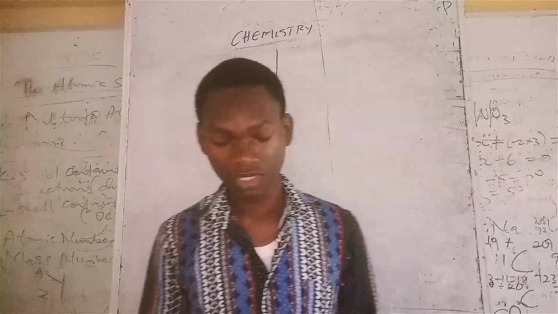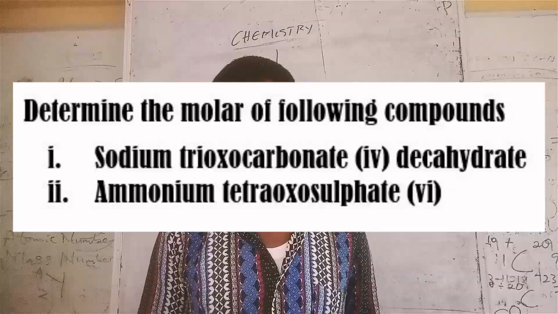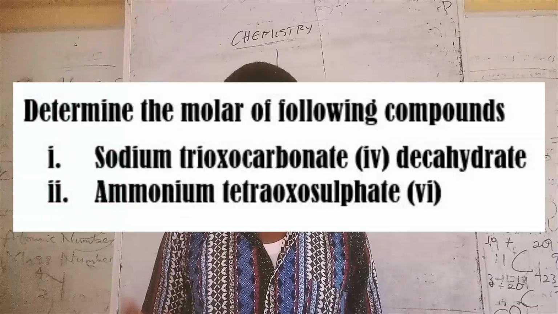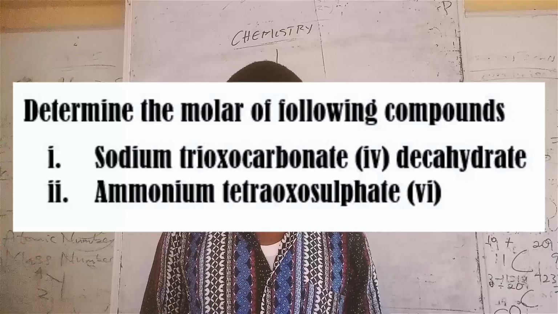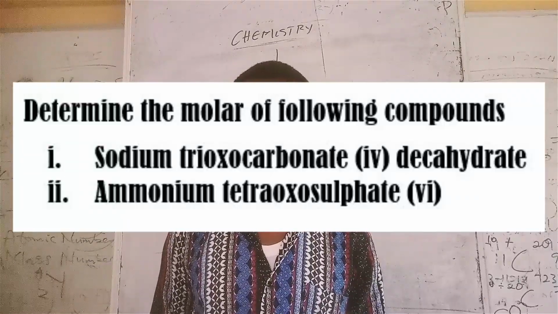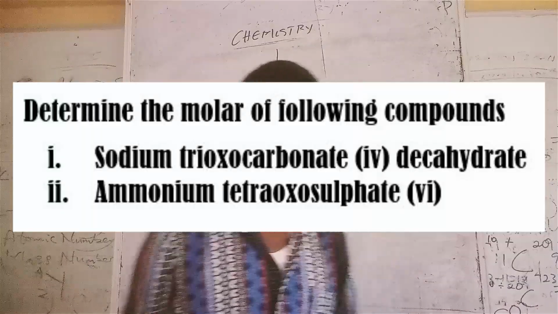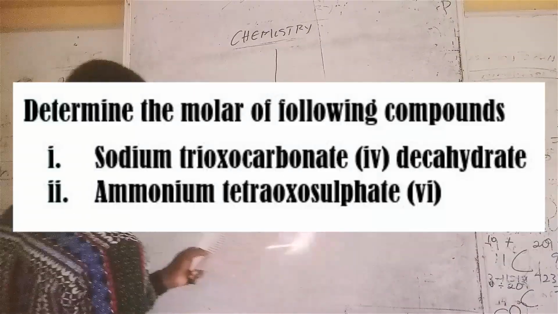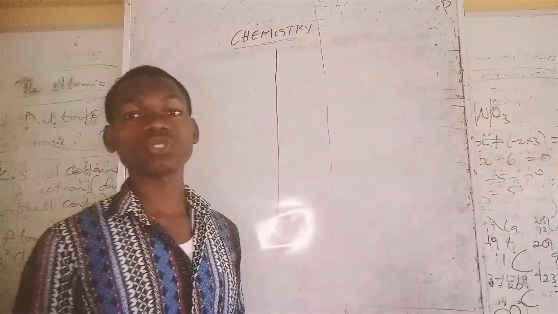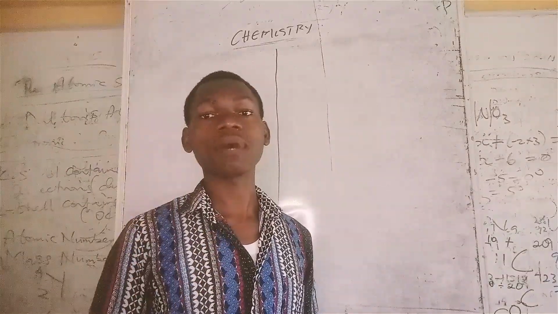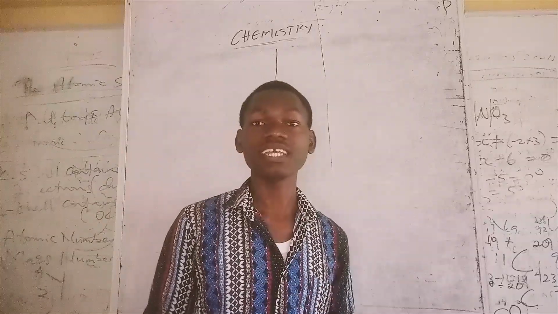Alright, now let's continue. The question here is we are asked to calculate the relative molecular mass of these two compounds, sodium trioxocarbonate 4 decahydrate and ammonium tetraoxosulfate 6. Let's start from sodium trioxocarbonate 4 decahydrate. In order for us to calculate the molar mass of this compound, we have to identify the formula.